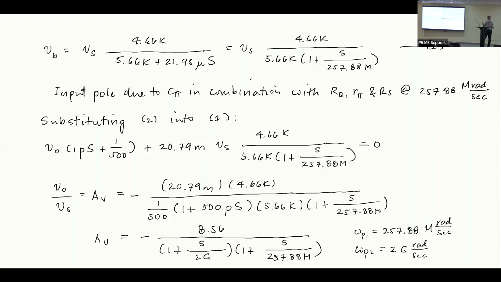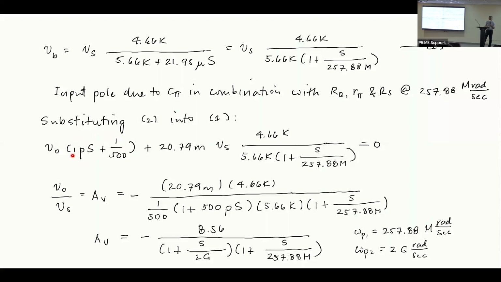So you can do that on your own as an exercise. Okay. My numerator is 20.79 M multiplied by 4.66 K. Okay. My denominator will be this denominator. So notice this is my input pole. And then this will go into the denominator also, no? Itong 1 pico over 1 pico, yeah, plus 1 over 500 will also go into the denominator. Itong term na to. Okay.